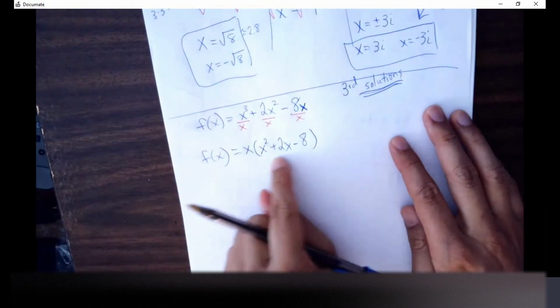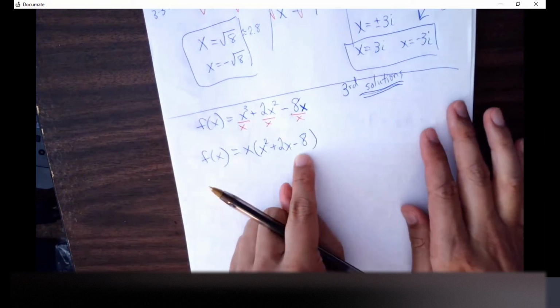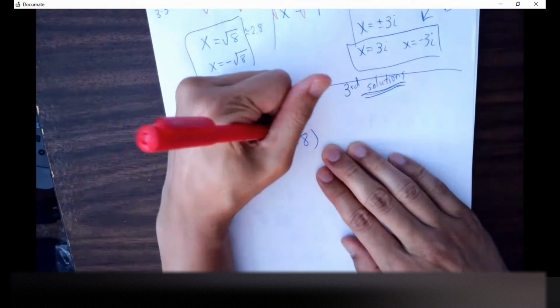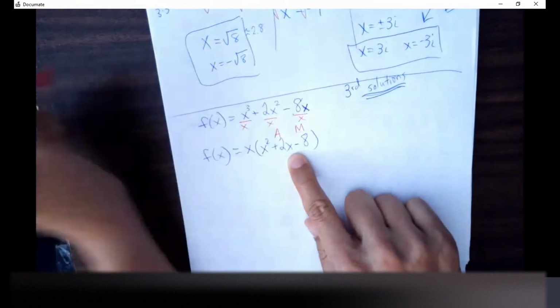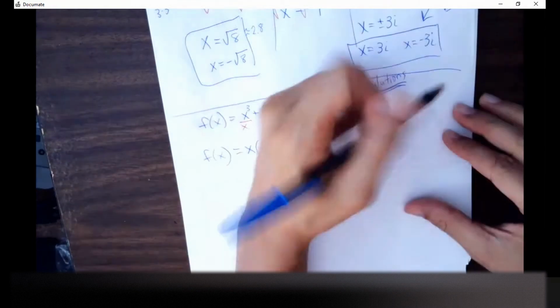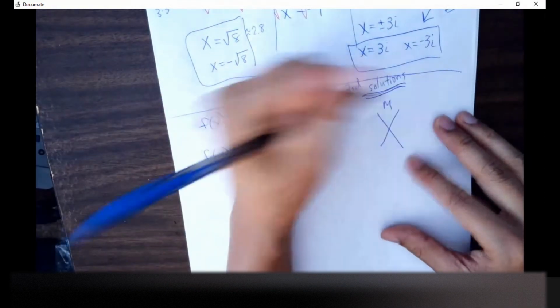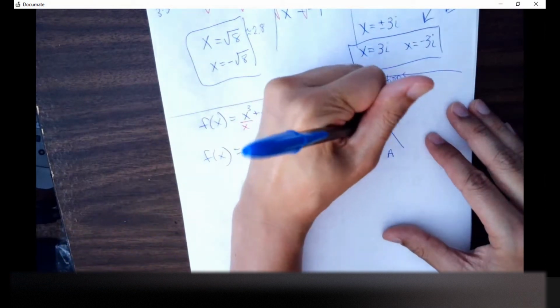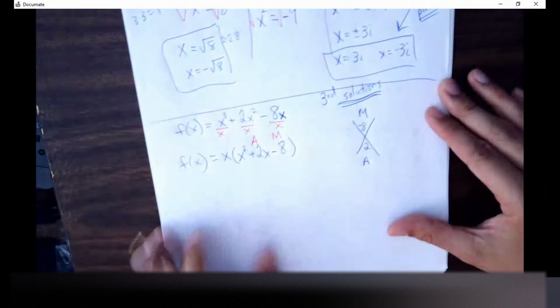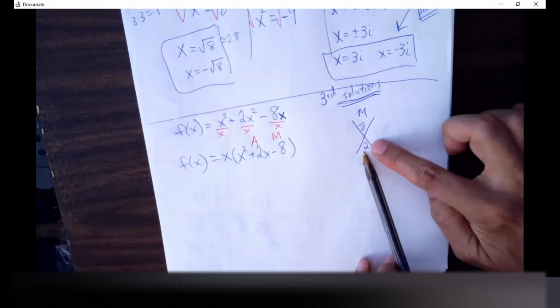Next step, we have to go through factoring. This is a quadratic that we can go through factoring. So we're going to ask ourselves, what two numbers multiply to be -8 and add up to be 2? So I'll create this little factoring x here. Can you think of two numbers that multiply to be -8 and add up to be 2?